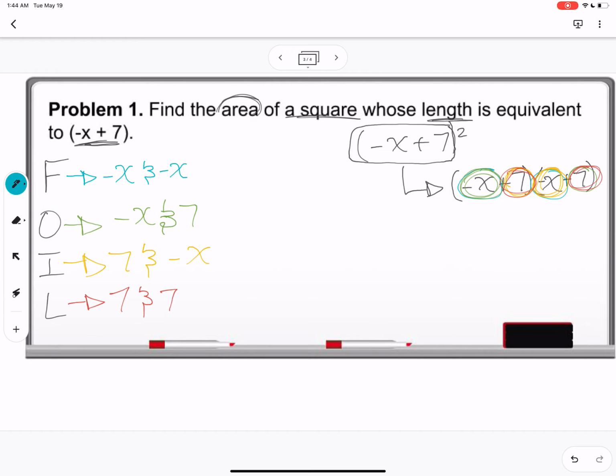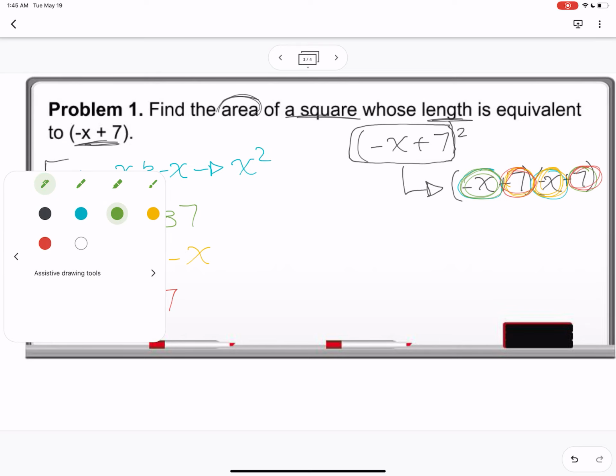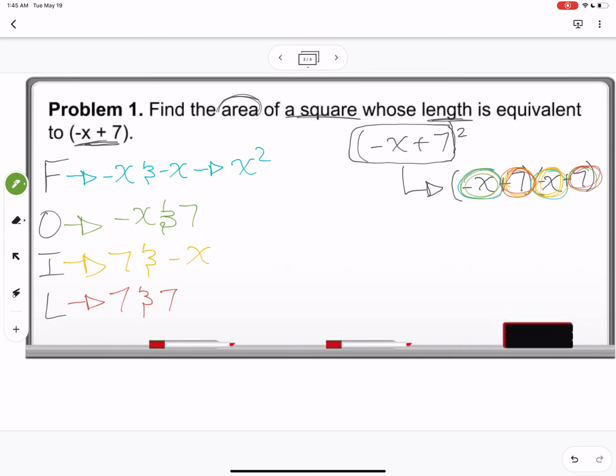So we move on to our next step, which is to multiply each pair of terms together. Starting with our first terms, negative x times negative x is positive x squared. Pay attention to your signs when you're multiplying. Negative x times 7 is negative 7x. 7 times negative x is negative 7x again. And last but not least, our last terms, we have 7 times 7, which is 49.